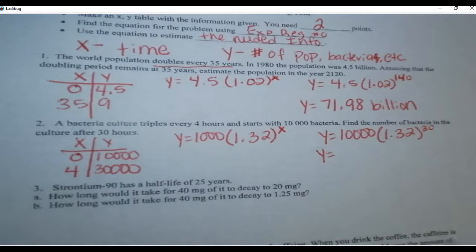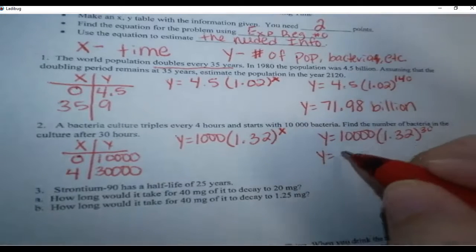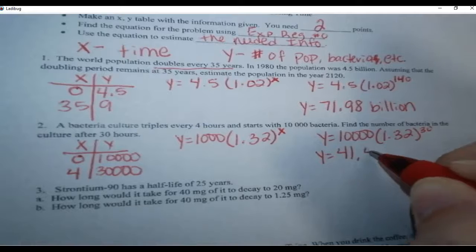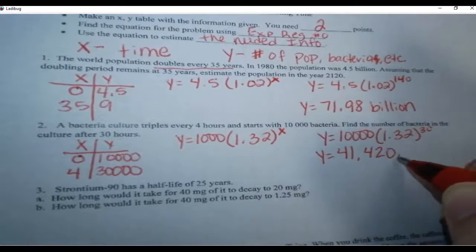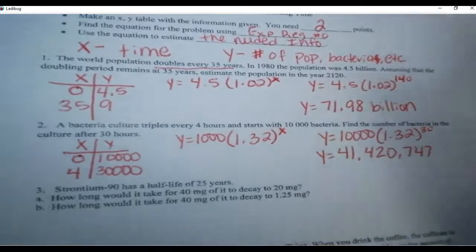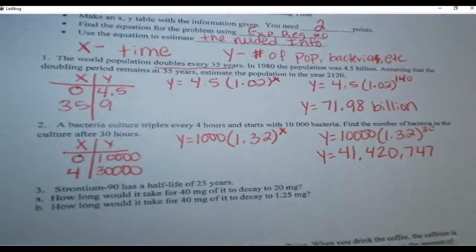And that should give you a super huge number. 41,420,747. And we are talking about bacteria. So you can say 47 or you can round to 48, either way.